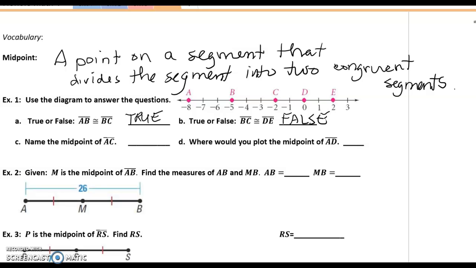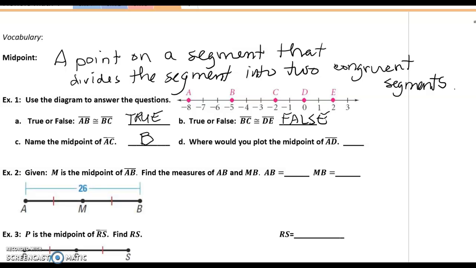Part C says name the midpoint of AC. Okay, because AB and BC are congruent, we know that if we look at the entire bigger segment of AC, there is a midpoint, and that midpoint is located at point B.